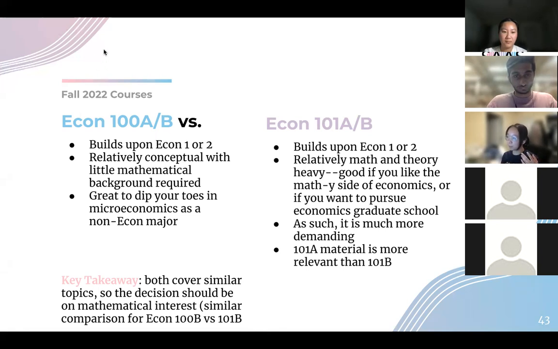So if you're going for the Hawkins version of 100B, he definitely makes you derive everything, and it's still pretty mathematical. I can't speak too much about 101B because I haven't taken it, but I think in comparison to Hawkins' 100B, 101B isn't necessarily more mathematical. Yeah, and as it says, the decision between the two should be based on your mathematical interest or mathematical ability.